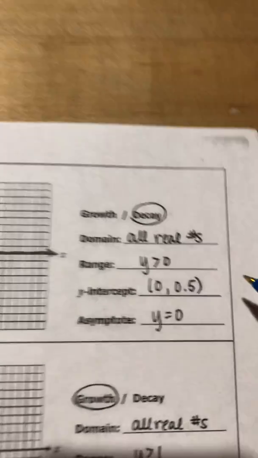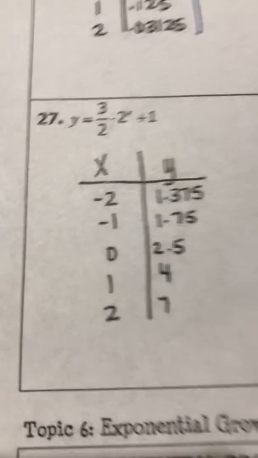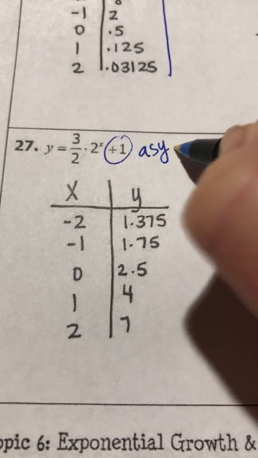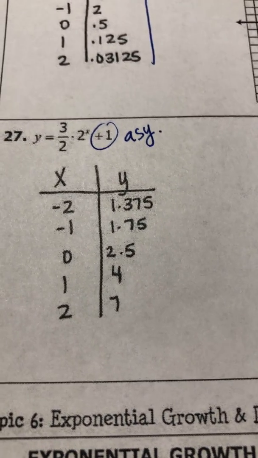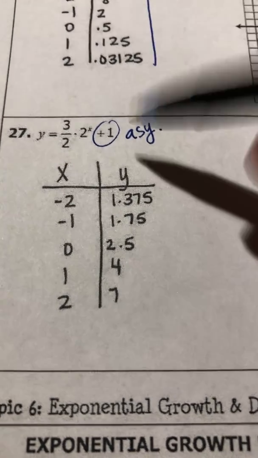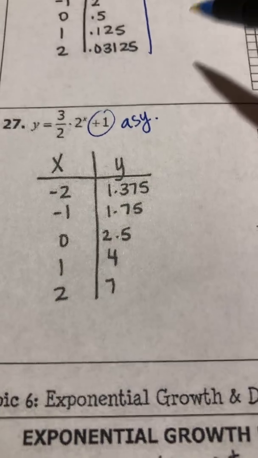So if I look over here, it looks like I have all real numbers, decay. This is everything I've talked about. Great, number 27. I already know my asymptote is going to be 1. Handy dandy, isn't it? I know it's going to be growth because I have a whole number taken to an exponent, so it's going to be growth.